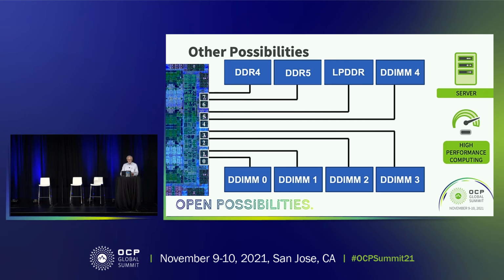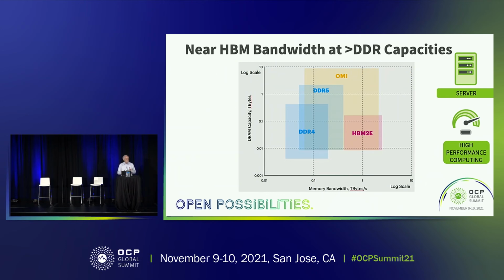Just as you can run several different DRAM types in the same system, you can add another memory type, say 3D XPoint, to the system. But it doesn't stop there. A single system could have a different memory type on each and every OMI channel without the processor needing to worry about the differences between any of them. So OMI can give us near HBM bandwidth at larger capacities than DDR.